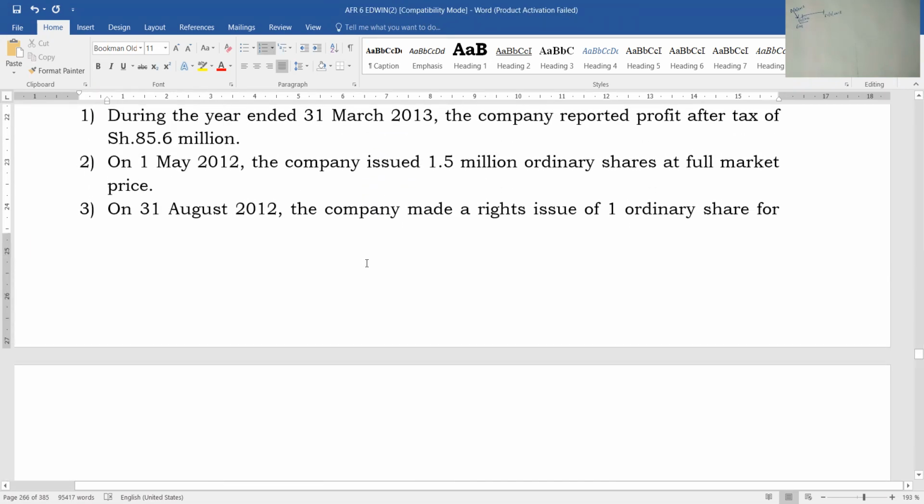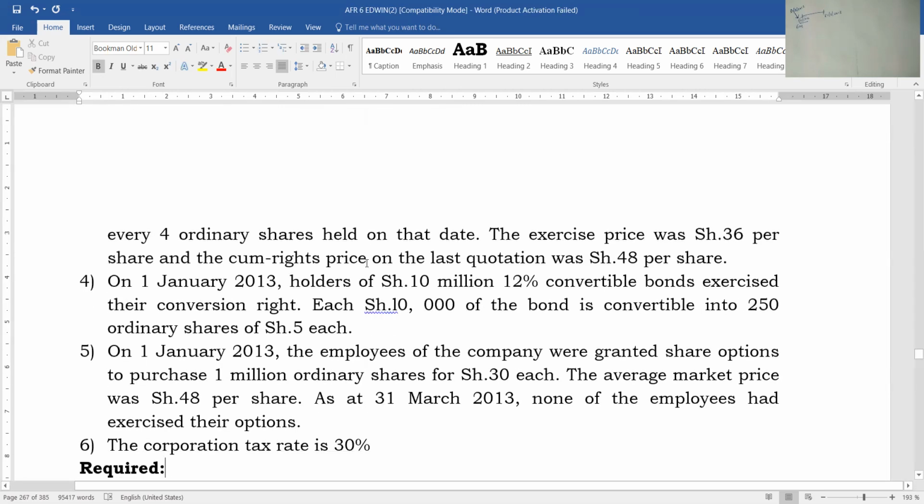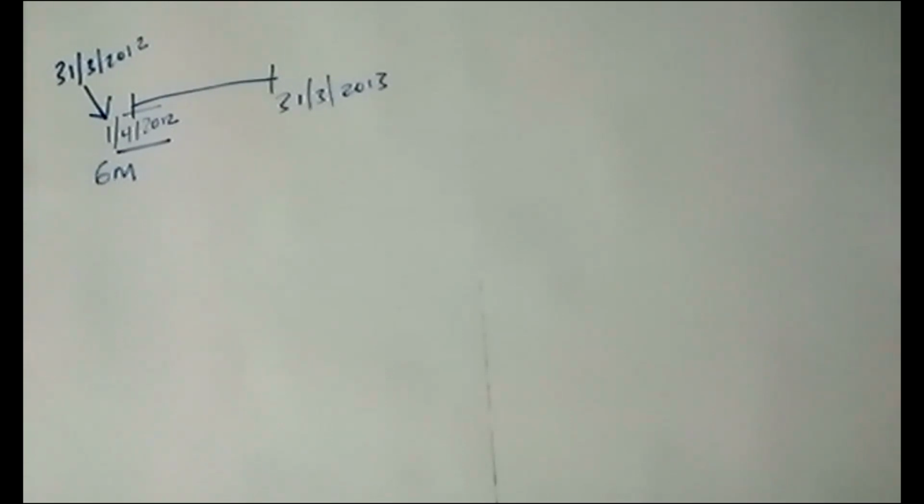Then after that, we move to additional information number 3. That is where there was a rights issue, through which they issued shares. The proportion at which they made the rights issue was 1 ordinary share for every 4 held on that date. The exercise price was 36 per share, and the cum-rights price on the last quotation was 48 per share. So to get the ordinary shares through that rights issue, you take 1 for every 4.